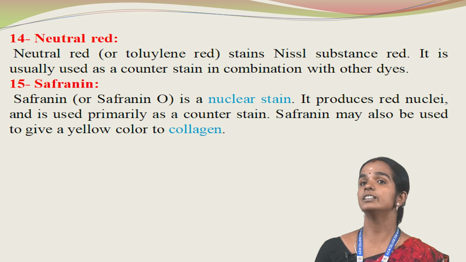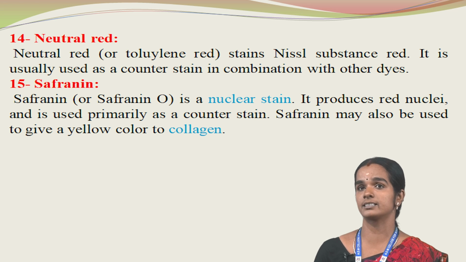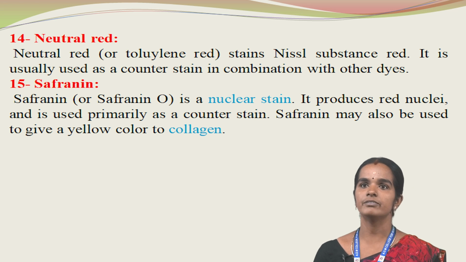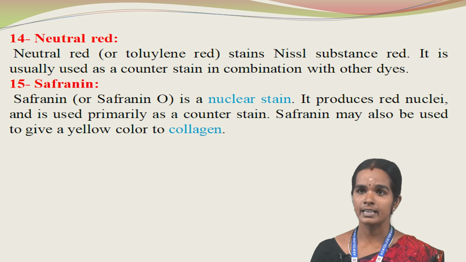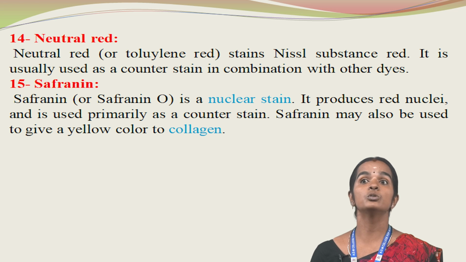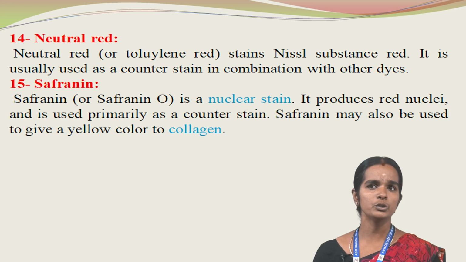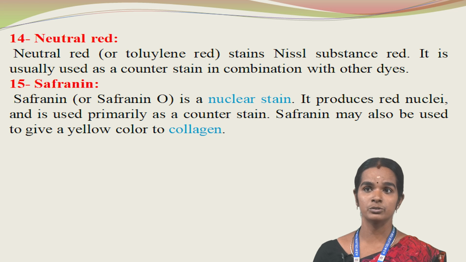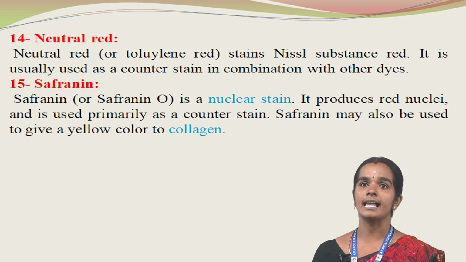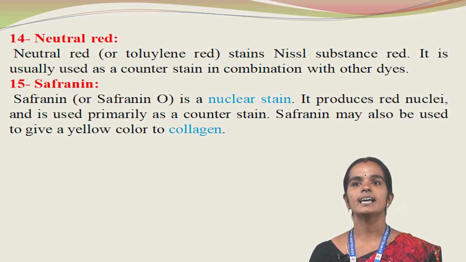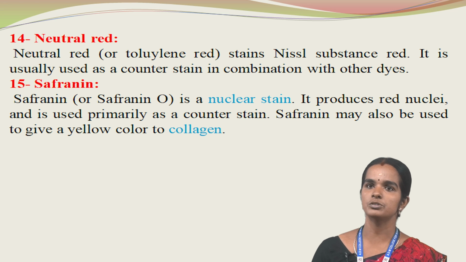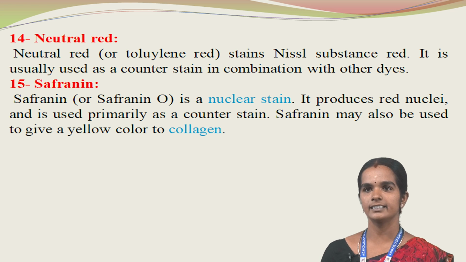Safranin. It is the fifteenth type of stain technique, safranin stain. Safranin, or safranin O, is a nuclear stain. It produces red nuclei and is used primarily as a counterstain. Safranin may also be used to give a red color to collagen.